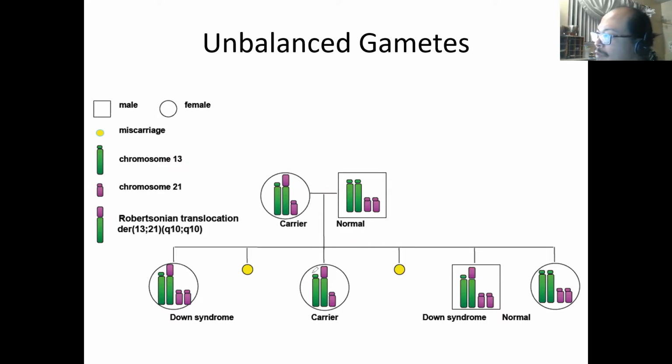Normal 13 from the dad, abnormal 13 from the mom, and the normal 21 from the dad, normal 21 from the mom. Or you may end up like this. Normal 13 from the dad, abnormal 13 from the mom, normal 21 from the dad, and the normal 21 from the mom. So you can have one of these situations. And you will see that this one is structurally normal, and the genes are balanced.